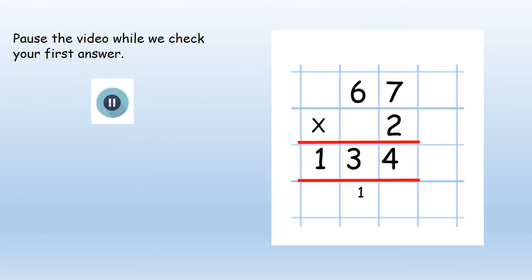How did you get on with your first one independently? Pause the video and we'll check your answer. 67 times 2. So you should have multiplied the ones first. 2 times 7 equals 14, which is 1 ten and 4 ones. Then 2 60s are 120. Adding the 10 below, 130, giving you 134.